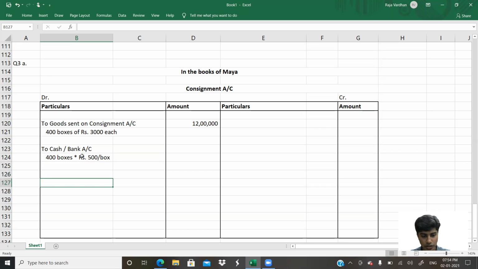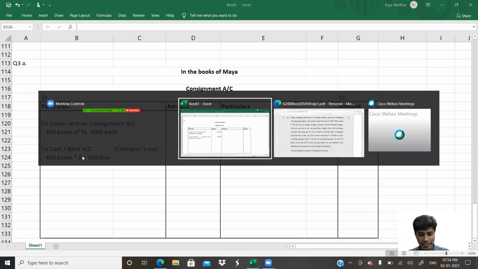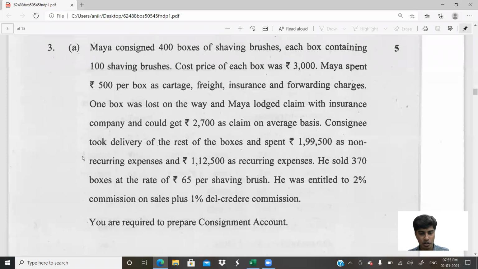Let's do this. It is equal to 400 multiplied by 500. That comes to 2 lakh rupees. So this is the consigner's expense. Whatever I'm writing in brackets need not be written in the examination. This is just for your understanding. Let us go to what is there after that.